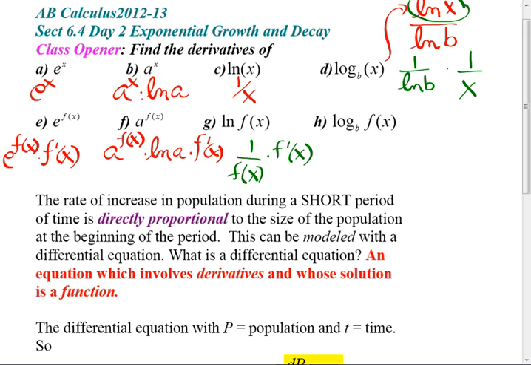What about this one? It's 1 over the natural log of b, because it's just like this, times 1 over, not x, but f of x, times the derivative of that. Is that okay?